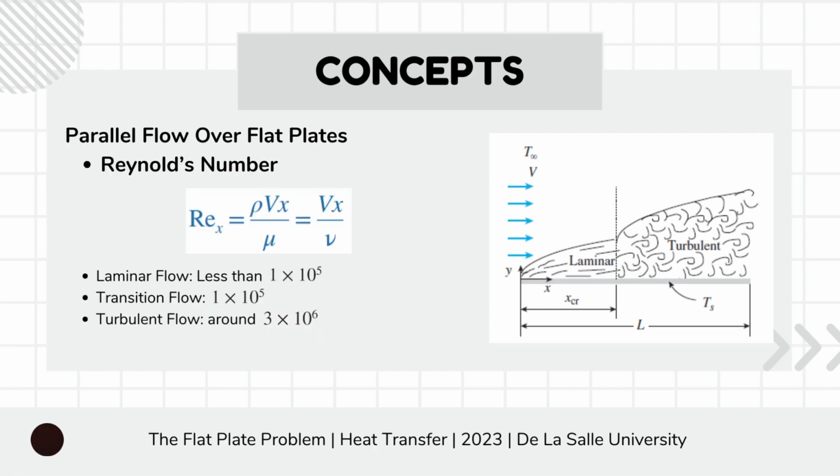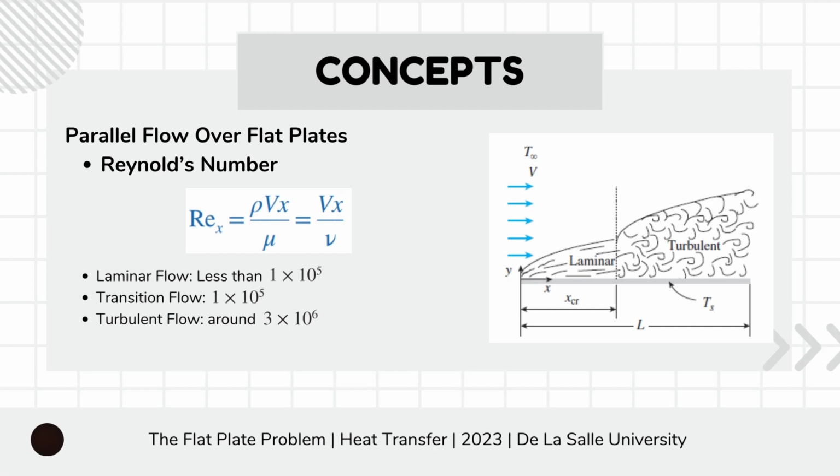Okay, so in order to proceed with the calculations, we must first review the fundamental dimensionless numbers, the first of which is your Reynolds number. The formula is shown here, where the Reynolds number at length x in the plate is just density times the velocity times the length x, divided by the dynamic viscosity. This is also equal to the velocity times the length divided by the kinematic viscosity, and by calculating the Reynolds number, we can classify the flow into three types: laminar, transition, or turbulent.